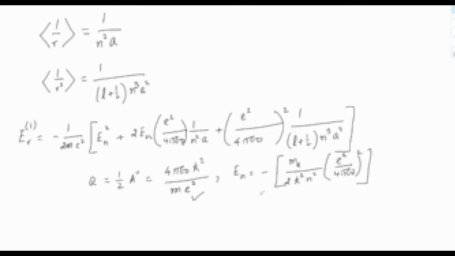Therefore, when you put this in the above expression, the expression that you are going to get is the first order correction to the energy: En square by twice m c square, 4n over l plus half, minus 3. This will be the first order correction to the energy which you have obtained using perturbation theory.